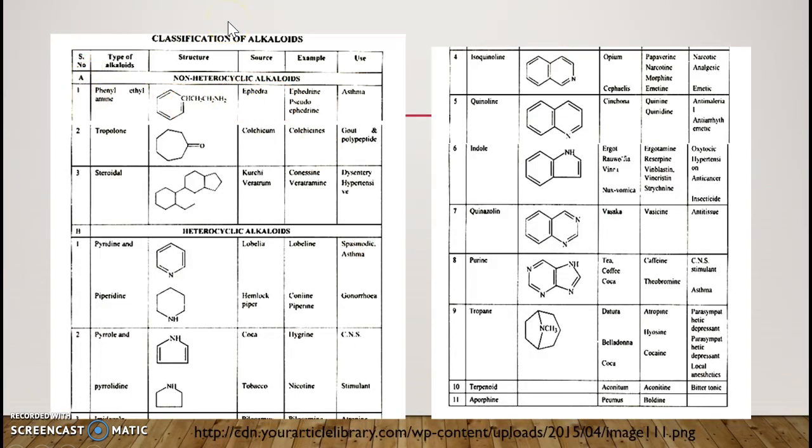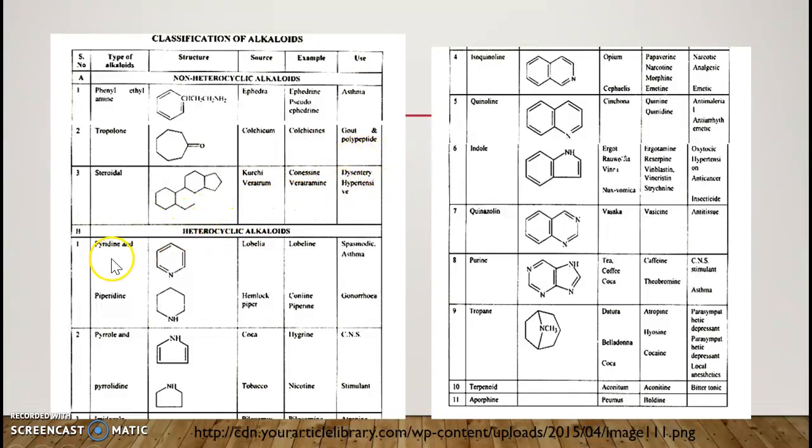Here you can see the table of the classification of alkaloids. Here it is the type of the alkaloid, the structure which is present, then the source of the alkaloid, examples of the alkaloid present in the particular drug, and the uses of that particular constituent. Phenylethylamine is a non-heterocyclic alkaloid. You can see here the nitrogen is present outside the ring. The common example is ephedra. Ephedrine is the chemical constituent present in ephedra, which is used in the treatment of asthma. Steroidal alkaloid, here it is a pseudoalkaloid. Kurchi consists of conessine and is used as an antacid drug.